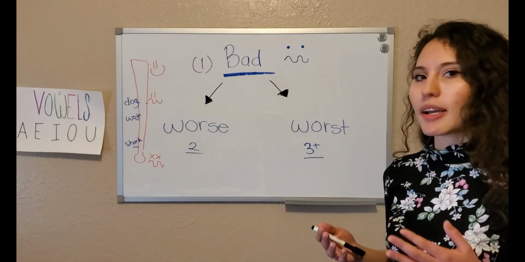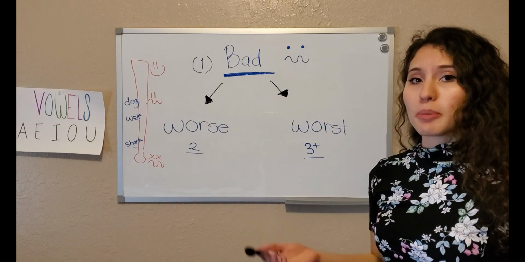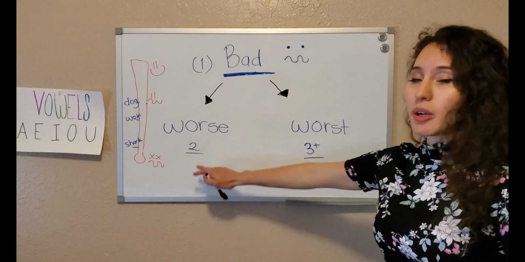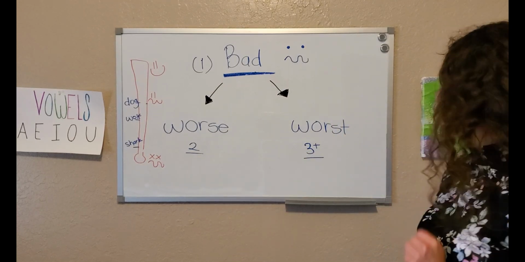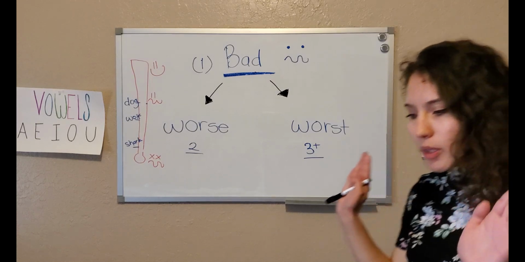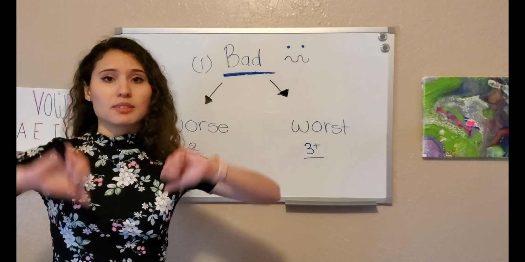Here I'm going to explain how to use the adjective bad when we are making comparisons. When we're comparing between two nouns, we use the word worse. When we're comparing between three or more, we use the word worst. I'm going to explain this with some examples of bad experiences.